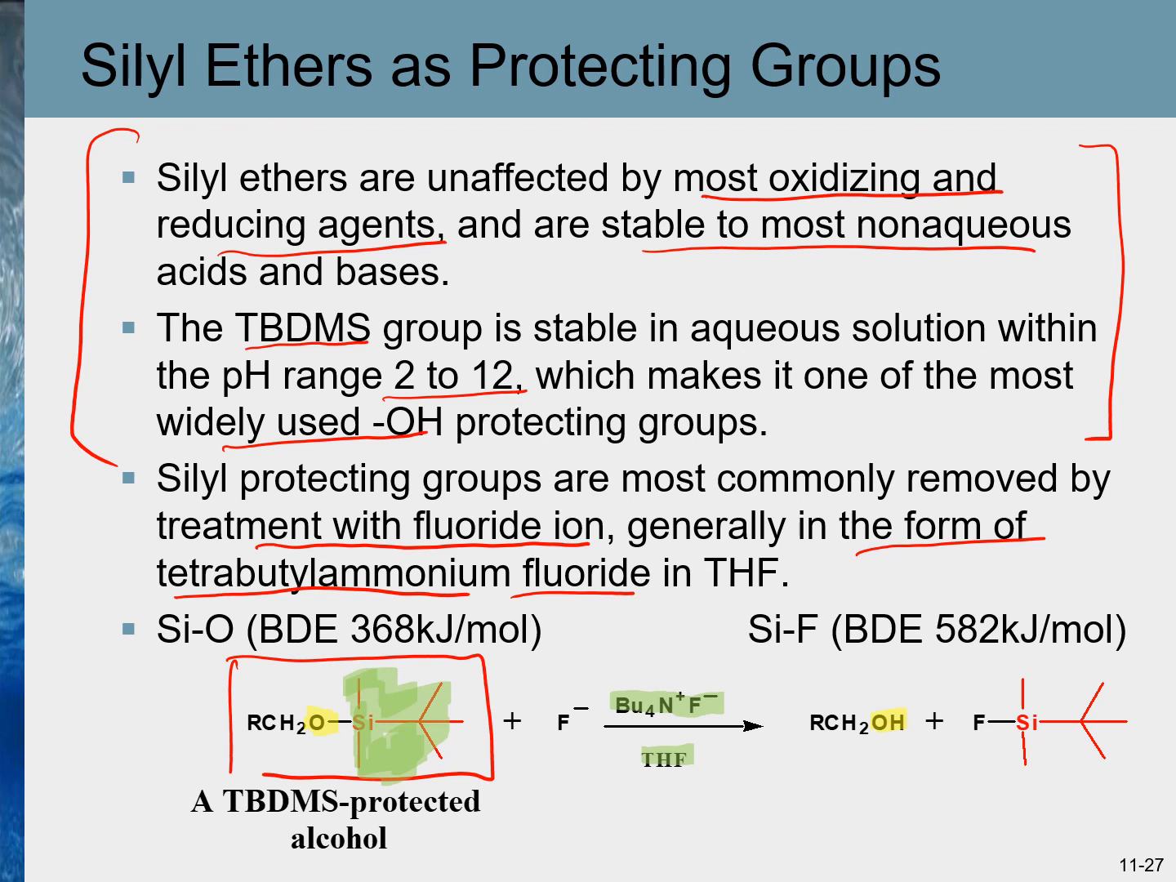Now, why is this reaction so easy and fast? The answer is the bond dissociation energy. The energy required to break the silicon-oxygen bond is only 368 kilojoules per mole, but the energy released when the silicon-fluoride bond is formed is 582. So going from this to this, it's largely exothermic. Because of this large amount of net negative energy released, the reaction is favorable towards the product. Hence the silyl protecting group can easily be removed.